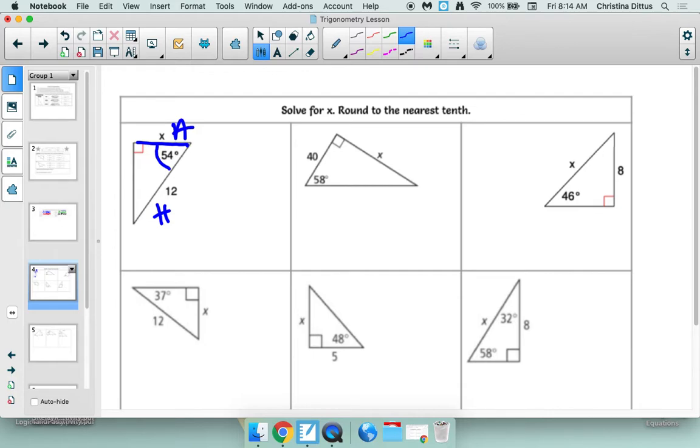So what I'm going to do is take the cosine of my angle, which is 54, and that has to equal my adjacent side, which is x, over my hypotenuse, which is 12. Okay, bless you. So that's how we set up our problems. The cosine of an angle, and then input the sides you have. Questions on how we got 54, x, or 12? Okay, plug this in, the cosine of 54.